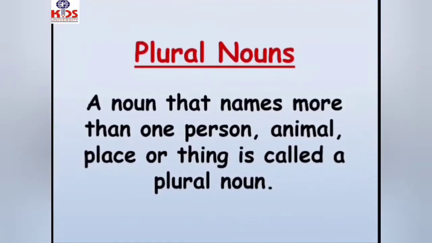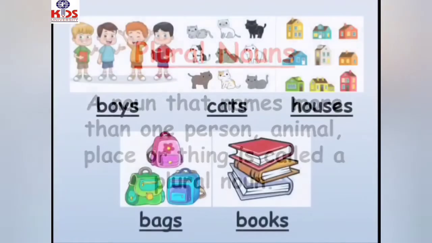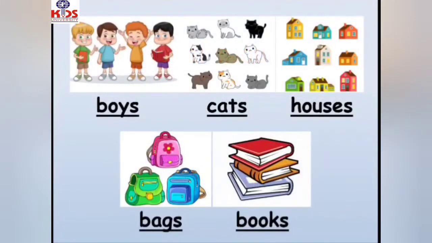And what about plural nouns? Well, a noun that names more than one person, animal, place, or thing is called a plural noun. For example, boys, cats, houses, bags, and books. These all are plural nouns because they are more than one.